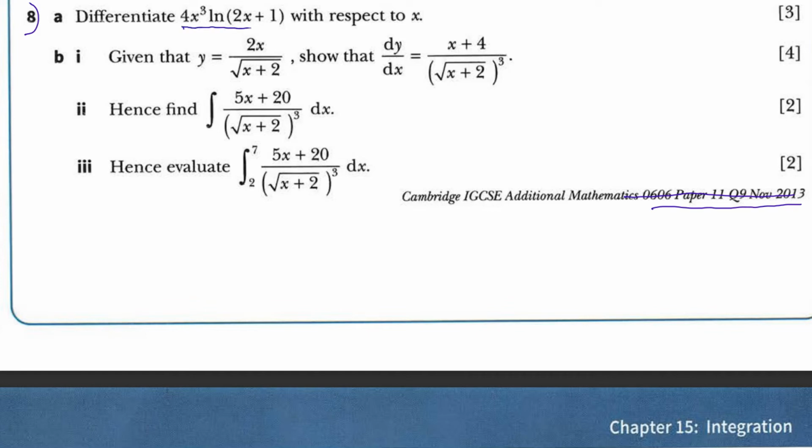First one is the differentiation. Here, if we apply the differentiation, two functions are there. We need to apply the UV rule. If we consider u as 4x cube, then we need to differentiate du by dx. Definitely, it will be 3 times 4, that is 12x squared.